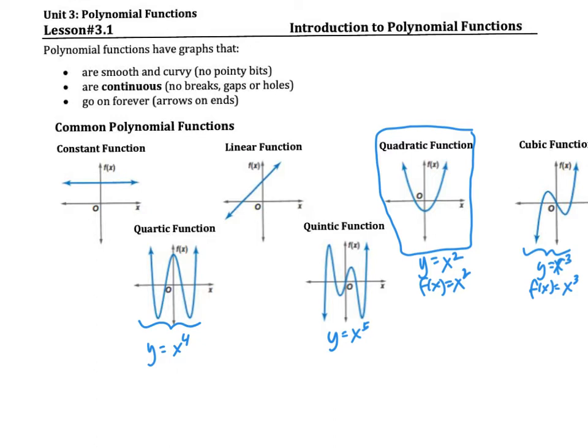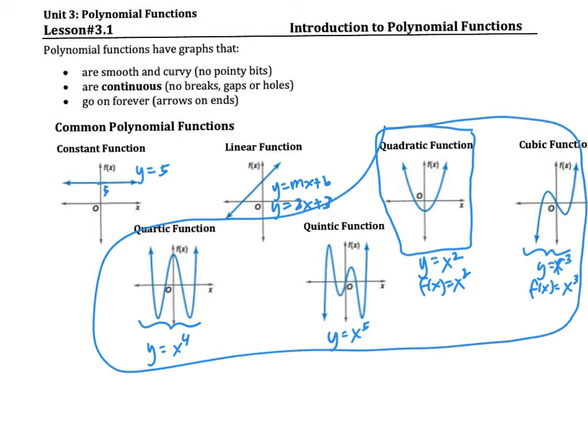What you have studied in Algebra 1 back in the day was constant functions, where y just equals some number, like if this was 5 right here, or you've studied linear functions, where y equals mx plus b, right, or y equals 2x plus 3, or something like that. But again, this unit is on polynomial functions. So polynomial functions, how do you know if a function is polynomial?